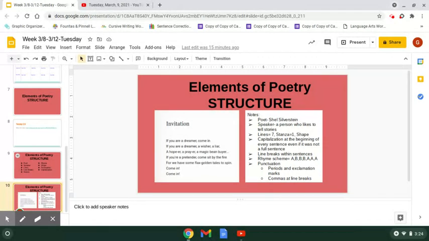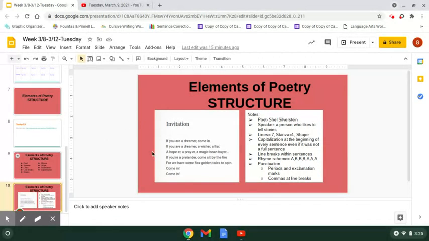All right, so let's look at line breaks. So look at line 2. It says, if you are a dreamer, a wisher, a liar, it has a comma. Then notice on line 5, for we have some flax golden tales to spin, there's a period. The reason why the poet put the period is because it needs a longer break. It's a complete thought. So if you're a pretender, come sit by the fire, for we have some flax golden tales to spin. Come in, come in. So notice how I took a longer pause there.